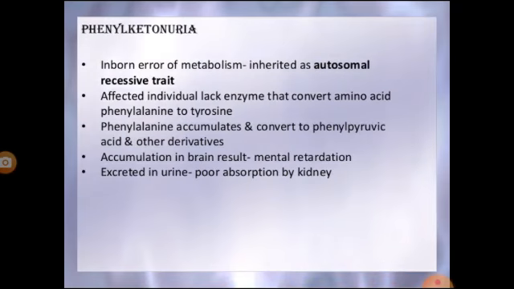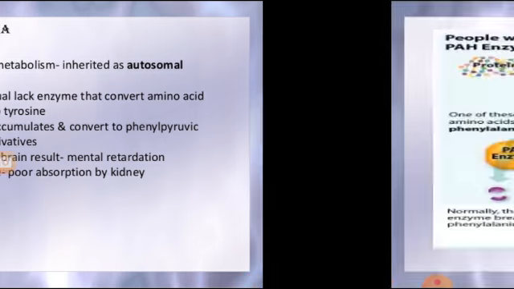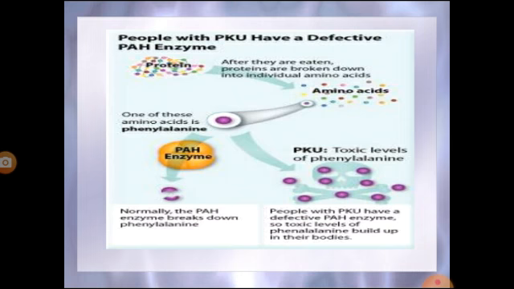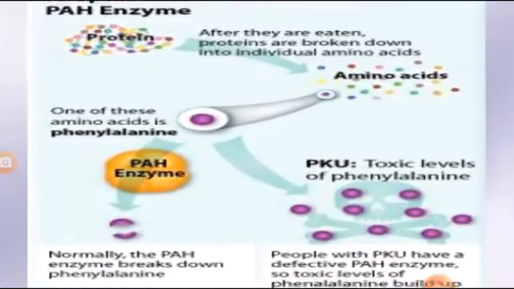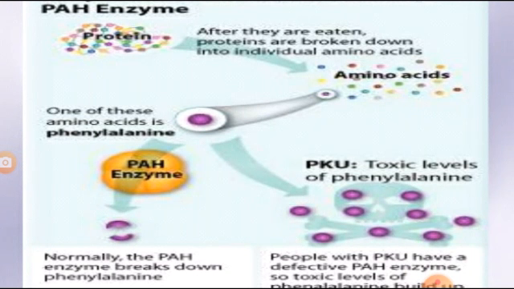Now we move toward another disease related to that, that is phenylketonuria. What do you mean by phenylketonuria? It is generally known as PKU. It is an inborn error in the metabolism due to a defective recessive gene. The homozygous recessive lacks the enzyme phenylalanine oxidase needed to change one amino acid, phenylalanine, to another, tyrosine.